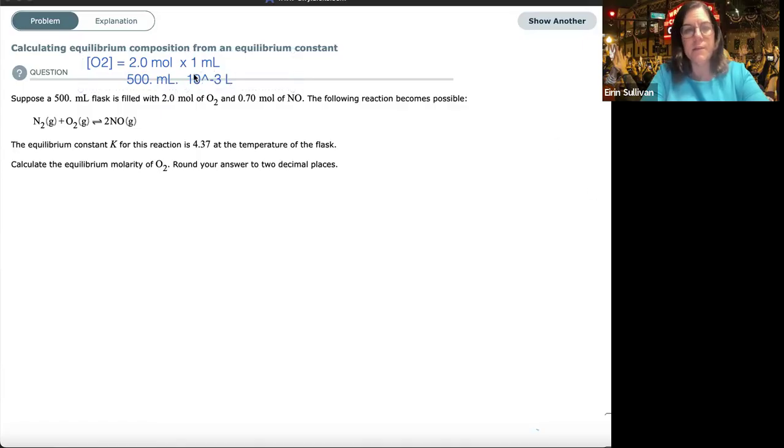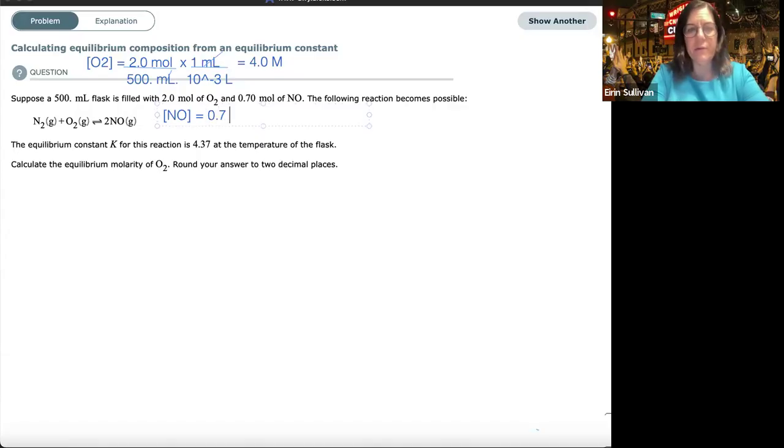All right, so stick that in your calculator, see what you got. Milliliters will cancel out, giving us units of liters. And I calculated 4 moles per liter, or molarity. So 4.0 molarity for oxygen. And we were also given the initial concentration of the nitrogen monoxide. So we'll do it like we did it in Gen Chem 1.